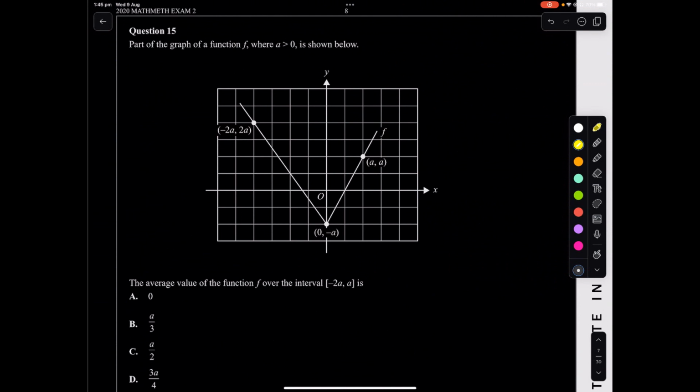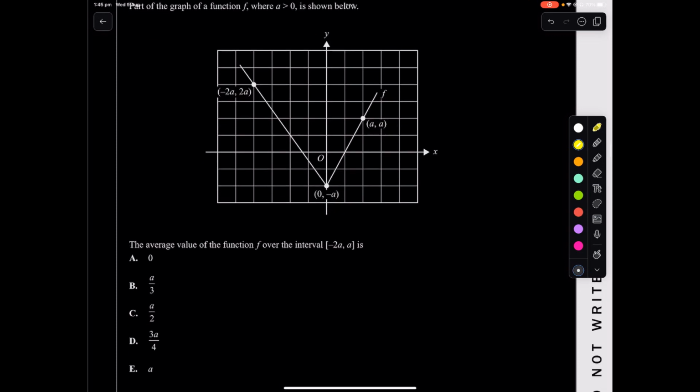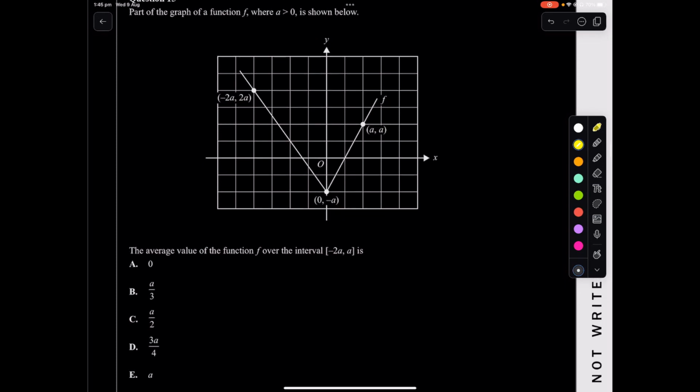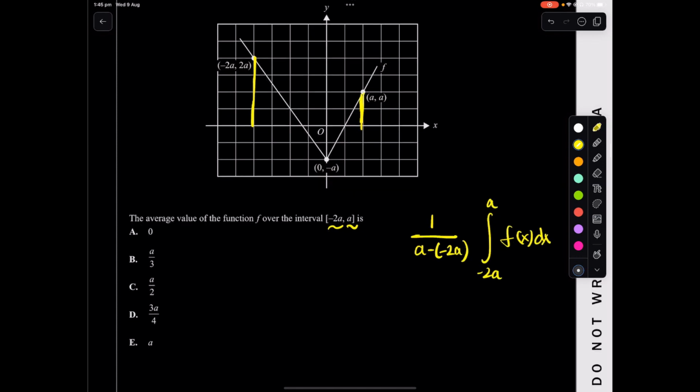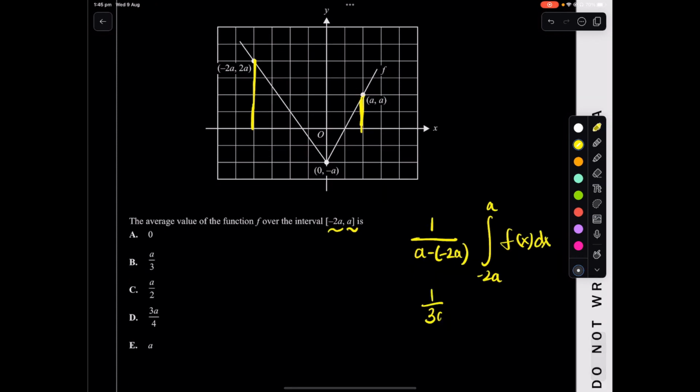Alright, question 15. Part of the graph of the function f, where a is greater than 0, is shown. The average value of the function f over the interval from negative 2a to a, so from here to here. We know that the average value is 1 over this minus that, so 1 over a minus negative 2a, times the integral from negative 2a to a of the function f of x dx. That's what our average value is. So this will just change to 3a. So what's this? From negative 2a to a.